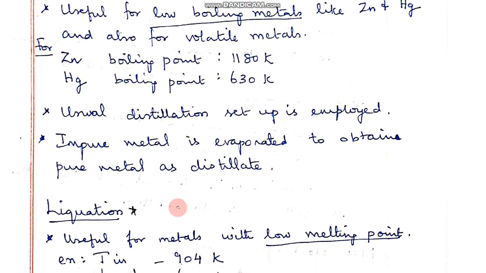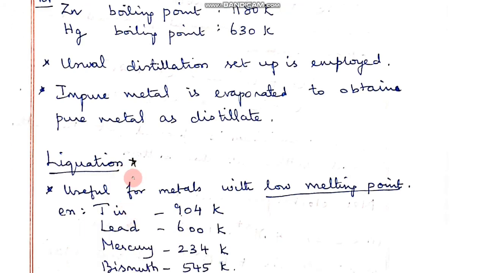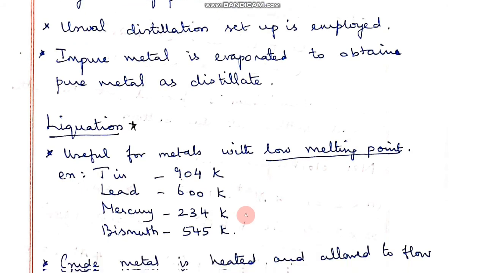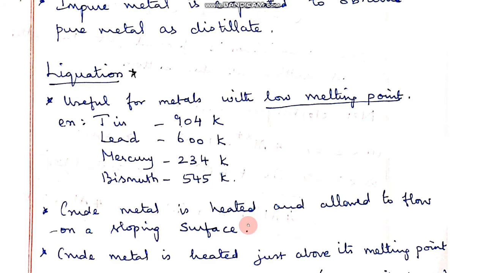Now, liquefaction. This is something new which you have not heard of. We have a diagram, I'll show you. This is mainly for metals which have a very low melting point. The reason is that the metal has a low melting point and the impurities have a high melting point. So we are going to heat the crude metal and allow it to flow on a sloping surface. You can also call it a sloping earth.